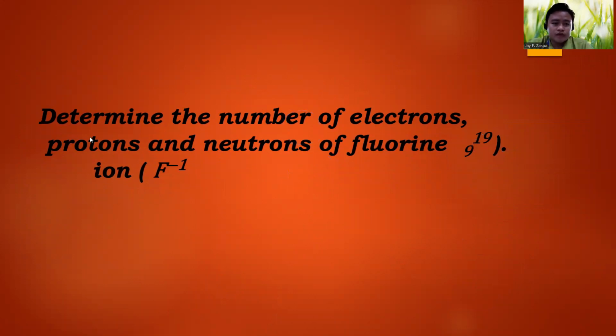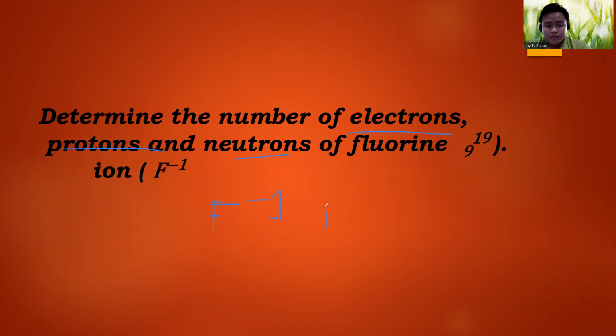Okay, let's try this one. Determine the number of electrons, protons, and neutrons in fluorine. So we have 19 for the mass number and 9 for the atomic number, which has the negative 1 for its ion. So this one is called an ion because it has a negative 1. Take note of that. Let's try this one. So you have here fluorine, negative 1. So this is the charge. So we're going to find the electrons, protons, and neutrons.